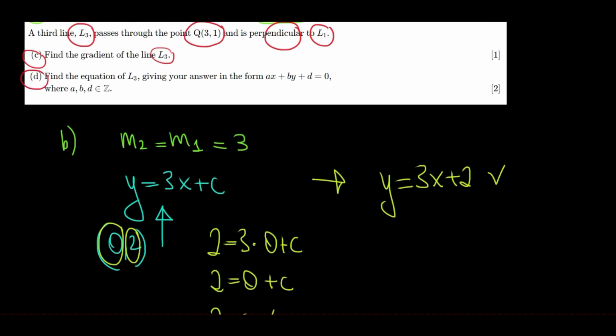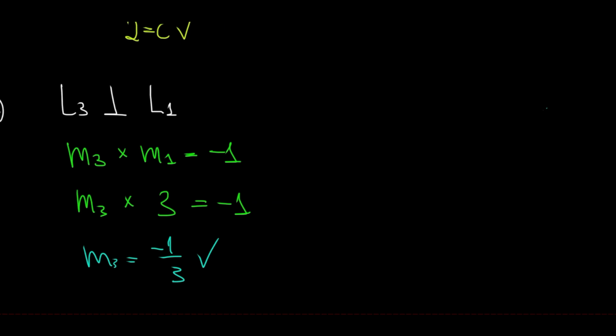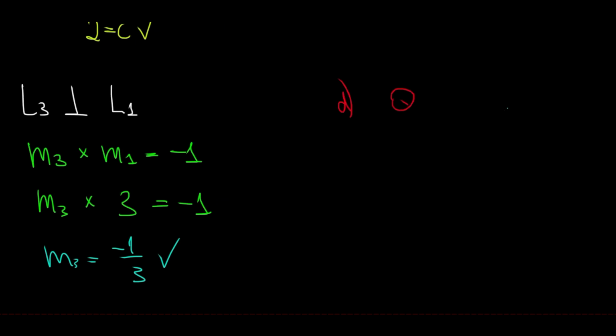They say, find the equation of L3 in this form: ax plus by plus d equals 0, where a, b, and d are integers. Alright, don't forget that next to the gradient that we found, we can also use this point as substitution into this line we're looking for, the point Q with the coordinates 3, 1. Let's do that. Q coordinates 3, 1. We'll be using this. So we know that the gradient equals minus 1 over 3.